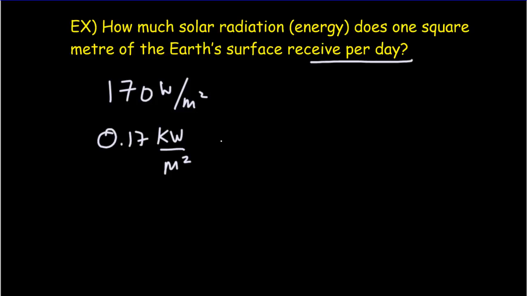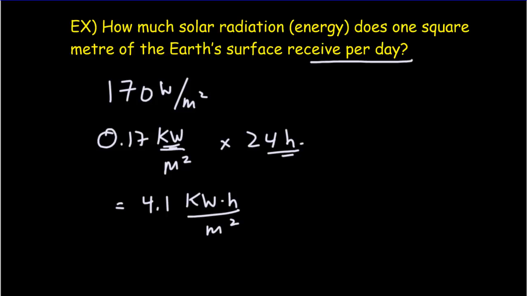And then if I multiply that by 24 hours, I'll get hours times kilowatts, which is kilowatt hours. That's a unit of energy. That comes out to be 4.1 kilowatt hours per meter squared that would strike in one day.